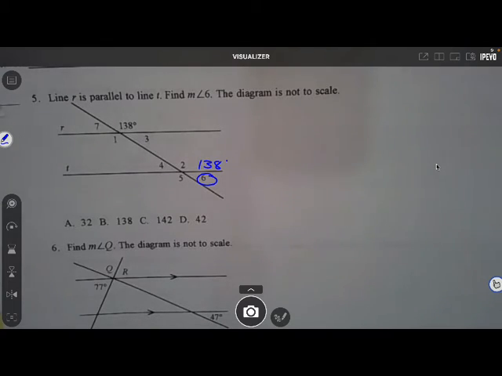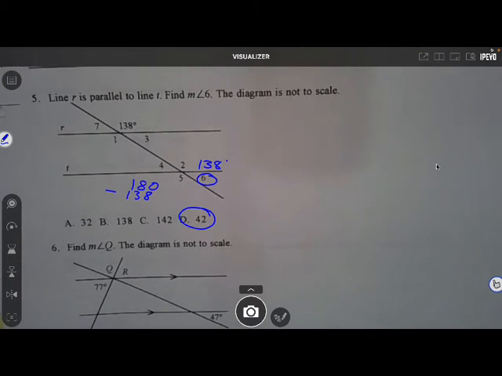So what's the measure of angle 6? 42. How do we know it's 42? 180 minus 138. Yeah, those are a linear pair. They're going to add to 180. So I would just say, okay, 180 minus 138 is 42. Does that make sense, y'all? Yes. Remember, they're either going to be equal or they're going to add to 180.